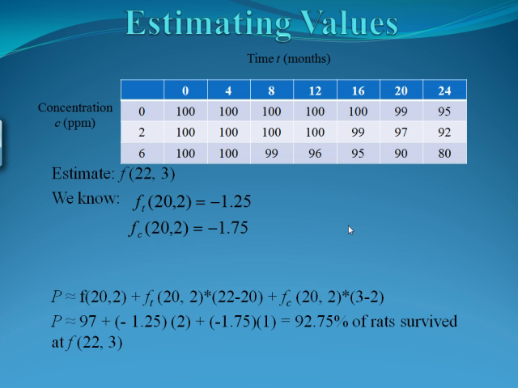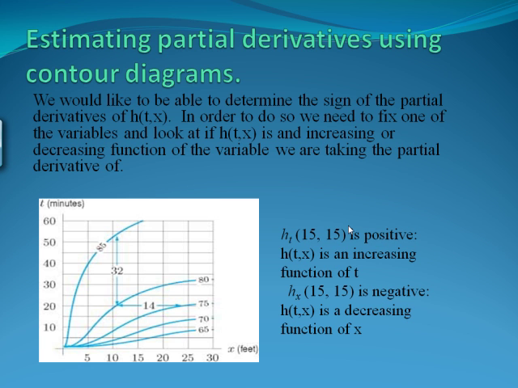Now that we've looked at tables, we also want to very briefly touch on how we can look at contour diagrams, which we learned about in the last section, to estimate what's going on with partial derivatives. So let's look at a quick graph and see how that's related. When we estimate partial derivatives using contour diagrams, the first thing that we want to really be able to do is determine if our partial derivative is positive, negative, or 0. So the sign is going to be really important.